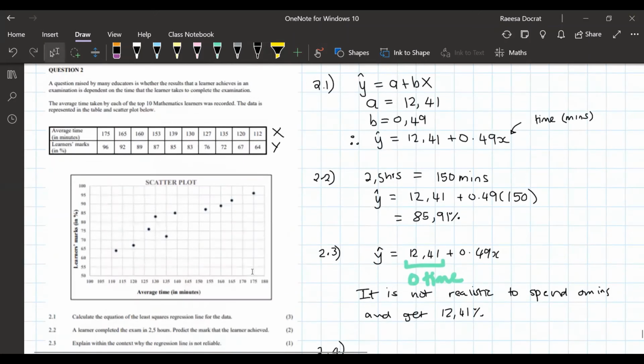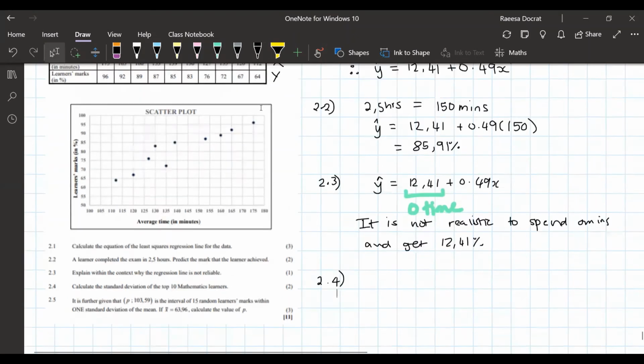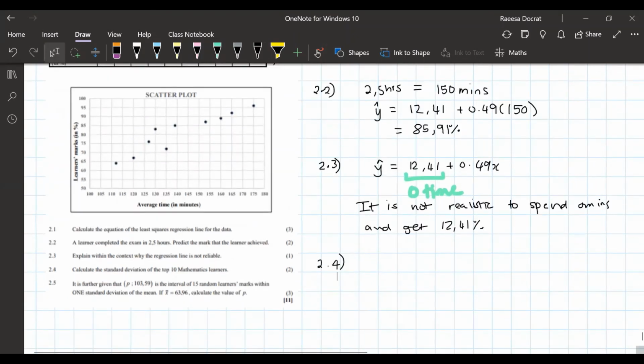Then the next question says calculate the standard deviation of the top 10 mathematics learners. Once again, this is more based on your calculator than anything else. You enter your learners' marks into the data of your stats. You then opt to choose your standard deviation. Calculating the standard deviation, we get 10.28. Obviously, you can also use the definition of the standard deviation to calculate it. However, that will take you much longer.